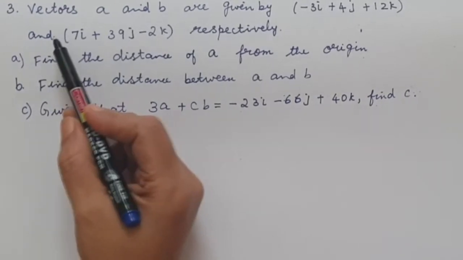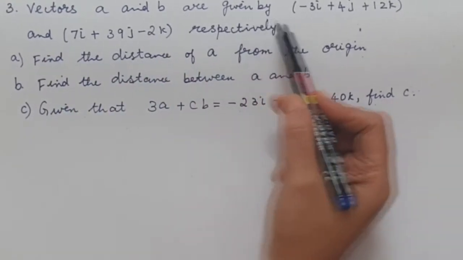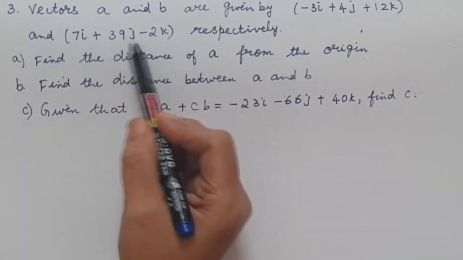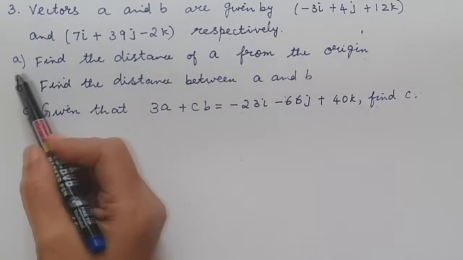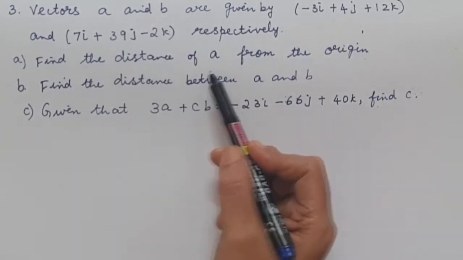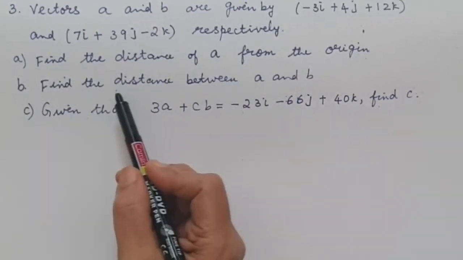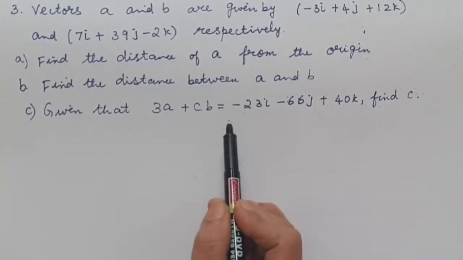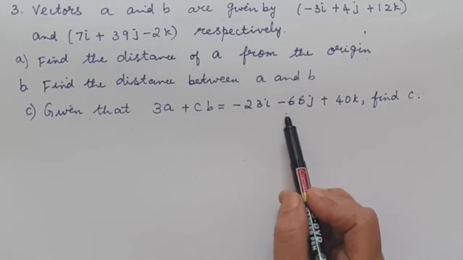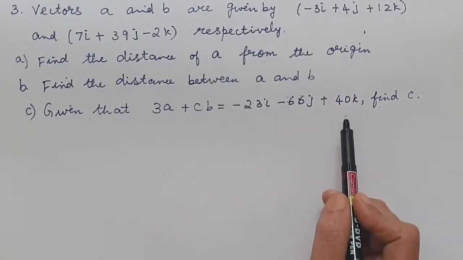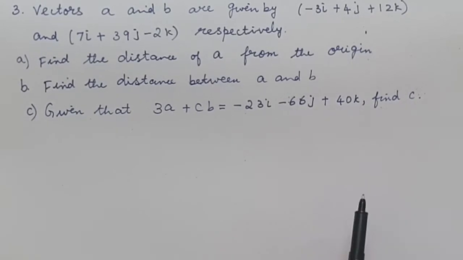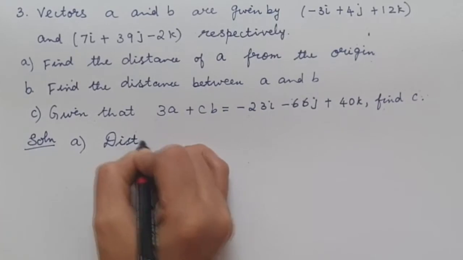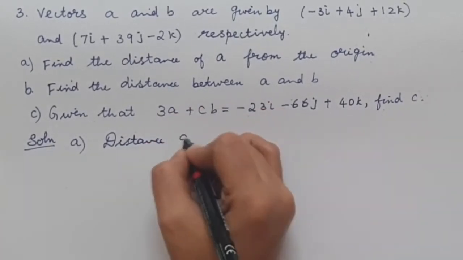The third question: vectors A and B are given by minus 3i plus 4j plus 12k and 7i plus 39j minus 2k respectively. A, find the distance of A from the origin. B, find the distance between A and B. C, given that 3A plus cB equals minus 23i minus 66j plus 40k, you need to find the value for c. Solution: A part, distance of A from origin.